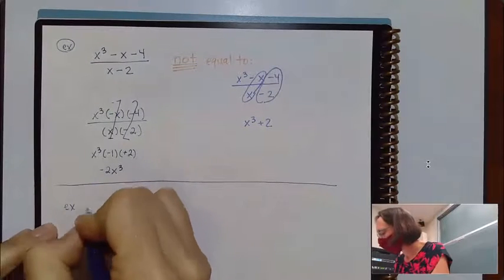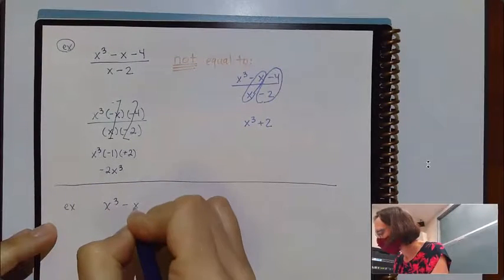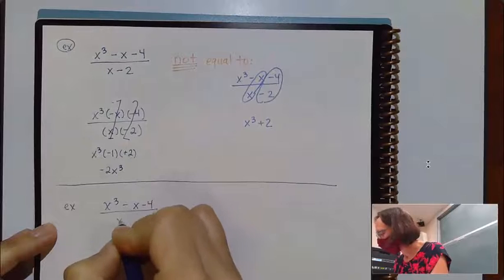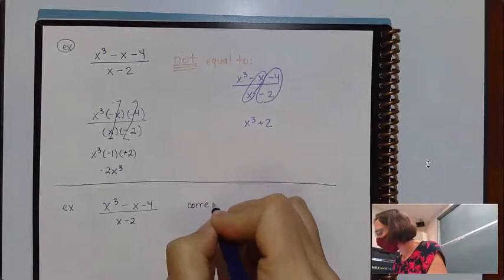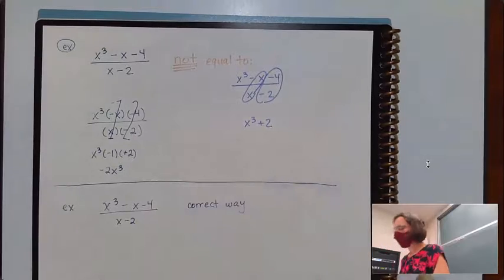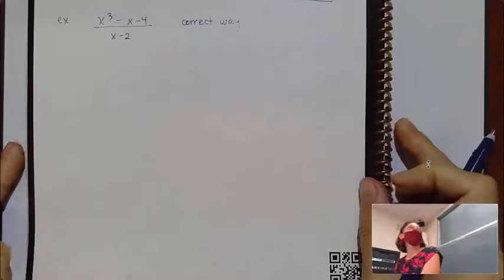Okay, now we're really going to do it. So I've got x cubed minus x minus 4, and we're going to divide that by x minus 2. We're going to do this the correct way. We'll just get that out of the way.